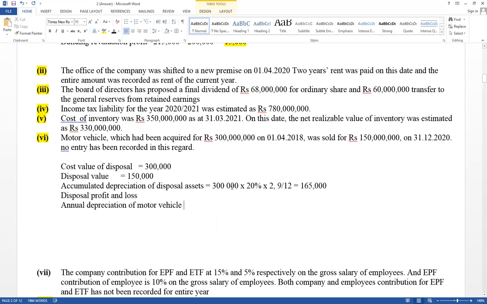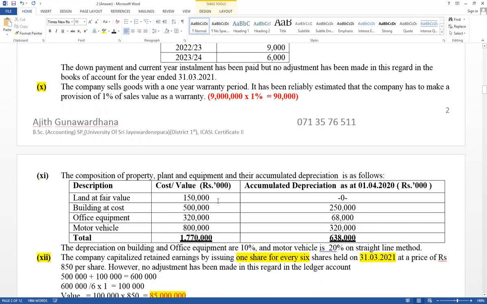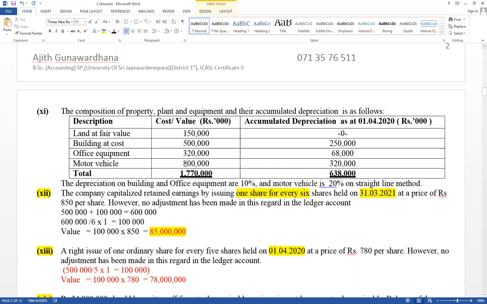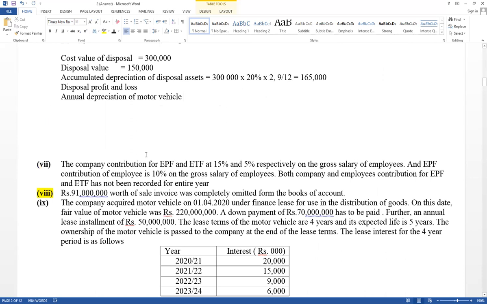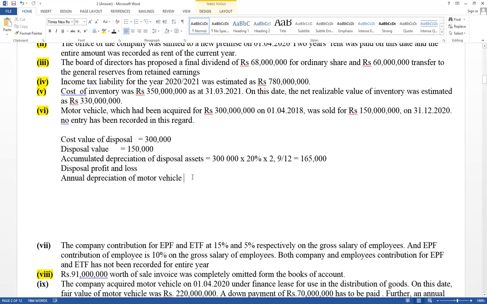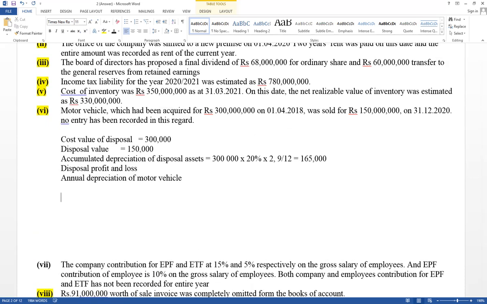Disposal asset equals 300,000. Our account period ends on 31st March 21. Think about the opening balance, it is given. Opening motor vehicle equals 800,000. But disposal asset is given as 300,000. Therefore, you have to calculate depreciation separately. Up to the disposal date, it was available only for part of the account period.